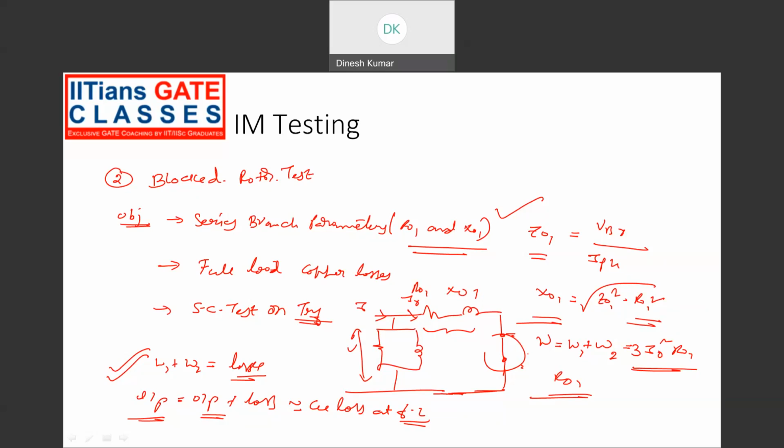Okay, that's all for the block rotor test. We'll be seeing some of the previous year GATE questions.